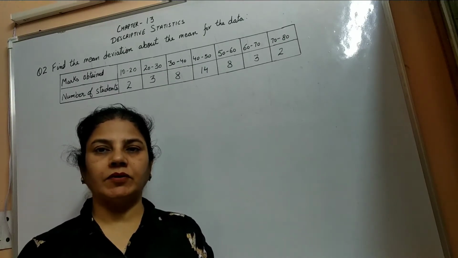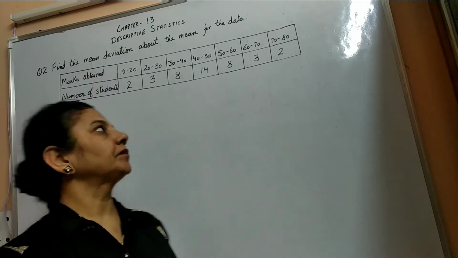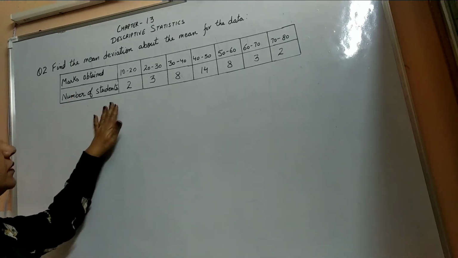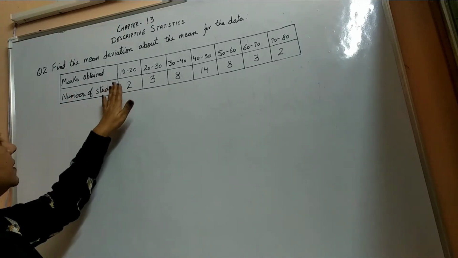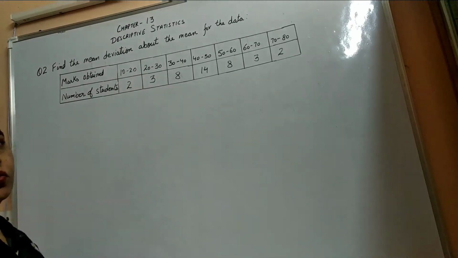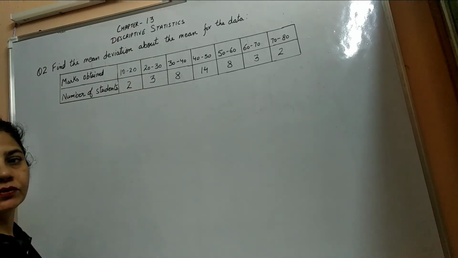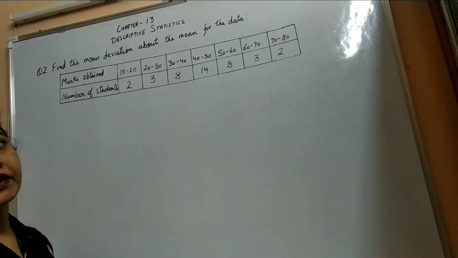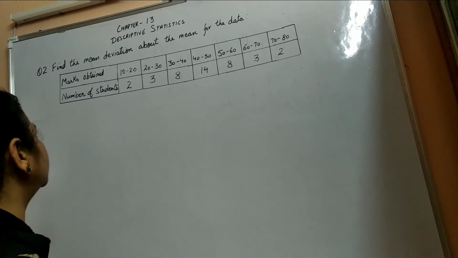Find the mean deviation about the mean of a grouped data. Marks obtained are given to you in the range 10 to 20, 20 to 30 and so on, and the number of students are given to you. We will calculate the mean and then we find mean deviation about mean.